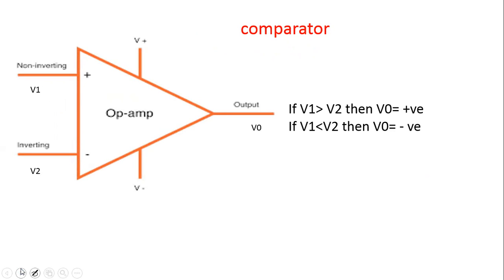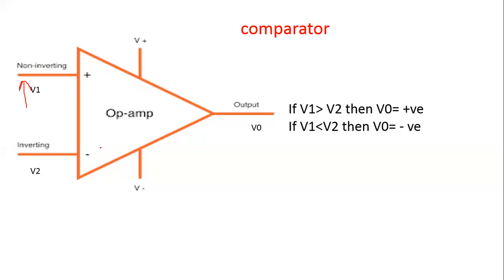Here, an op amp is a simple example of a comparator. An op amp consists of two input terminals. One input terminal is called the non-inverting terminal and the other is called the inverting terminal. Suppose the non-inverting terminal is higher, that means V1 is high compared to V2.